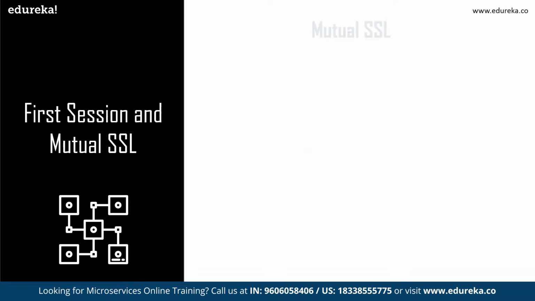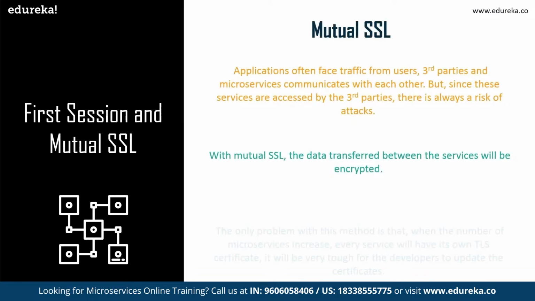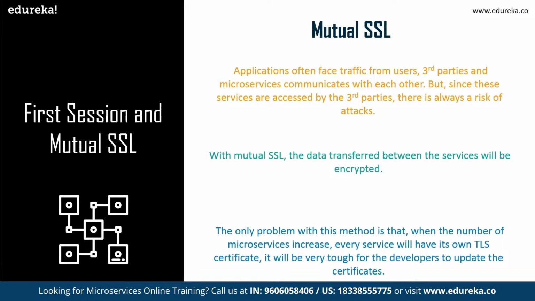Coming to mutual SSL, applications often face traffic from users, third parties, and also microservices communicating with each other, right? But since these services are accessed by the third parties, there's always a risk of attacks. Now, the solution to such scenarios is by using mutual SSL or mutual authentication between microservices. With this, the data transferred between the services will be encrypted.